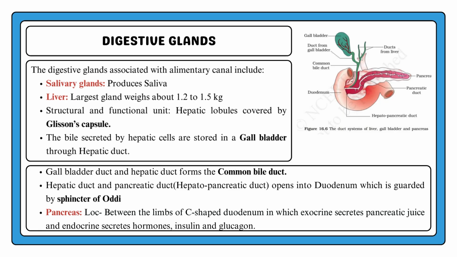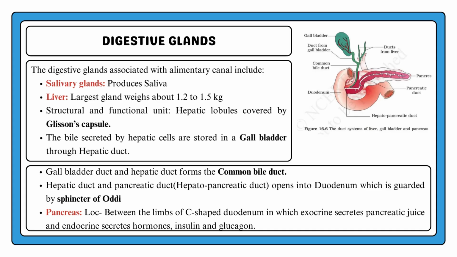Until now we have seen the parts of the alimentary canal. Now we are going to see the digestive glands in the digestive system. The digestive glands associated with the alimentary canal include salivary glands, pancreas and liver. Salivary glands produce saliva. Liver is the largest gland, which weighs about 1.2 to 1.5 kilograms.